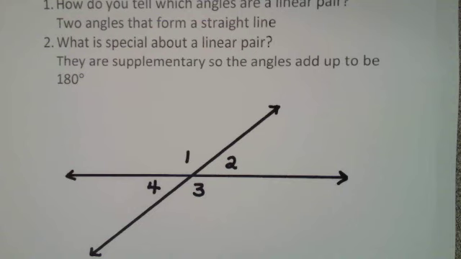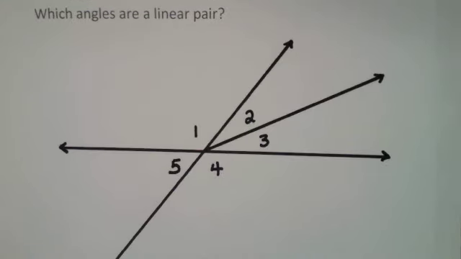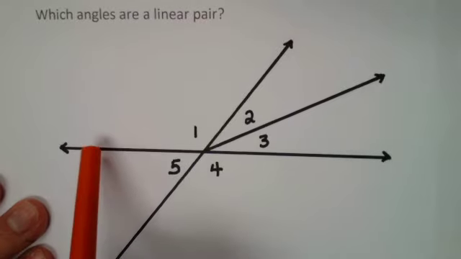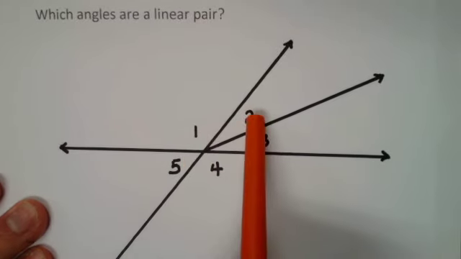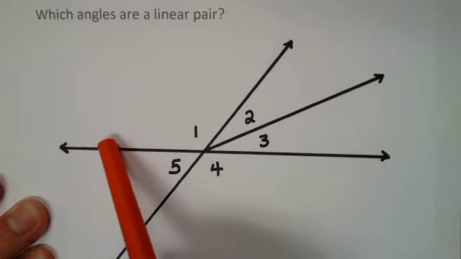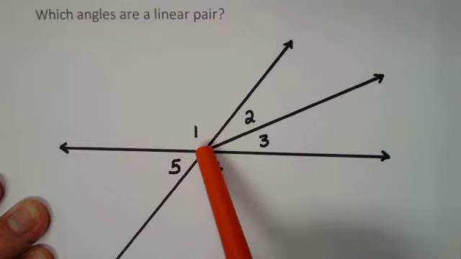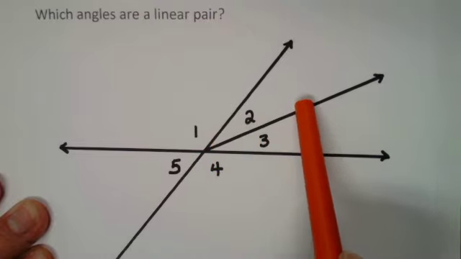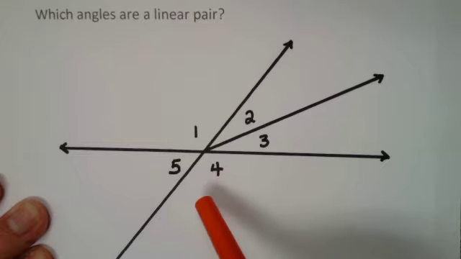So let's look at a different picture and apply what we know about a linear pair to this new picture. I need to determine which angles are a linear pair. A linear pair have to be beside each other and they have to form a straight line. So let's try angle 1 right here and angle 2. Let's see if I can put these two together and they form a straight line. So watch, angle 1, and as soon as I turned, I did not create a straight line. So 1 and 2 do not create a straight line.